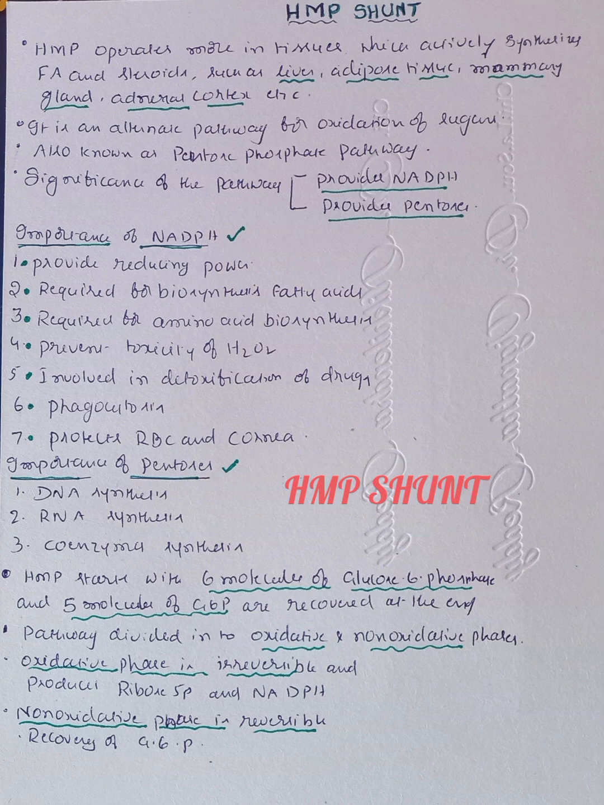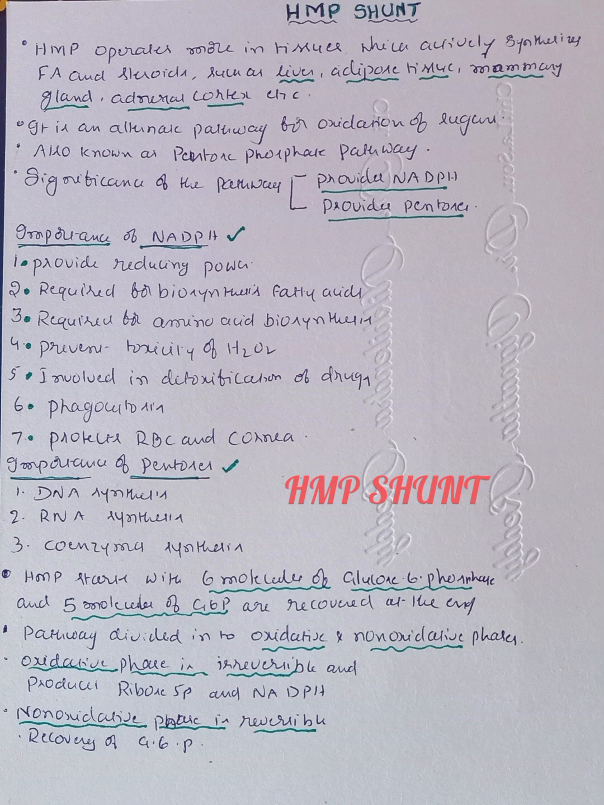The HMP shunt operates in the tissues which actively synthesize fatty acids and steroids such as liver, adipose tissue, mammary glands, adrenal cortex, etc. This is also known as pentose phosphate pathway. The main purpose or significance of the pathway is production of NADPH for biosynthetic reactions of fatty acids and production of pentoses for nucleic acids.